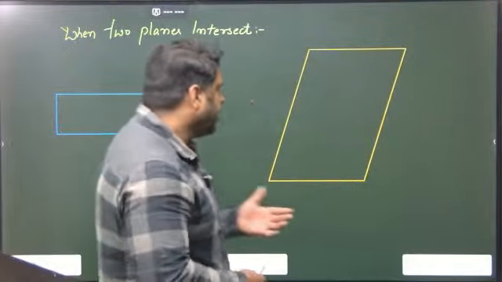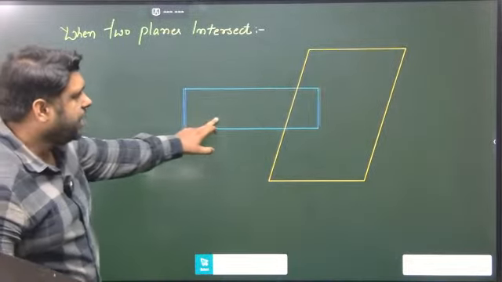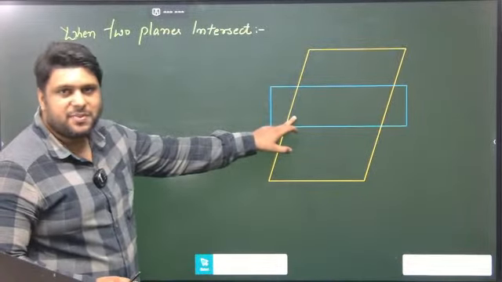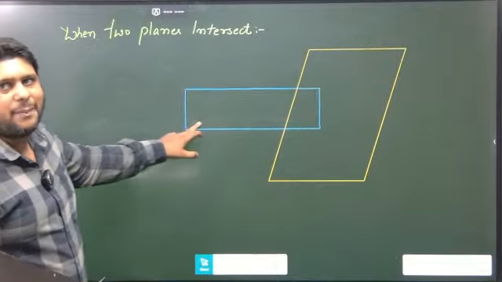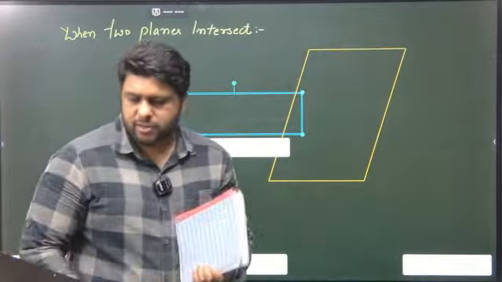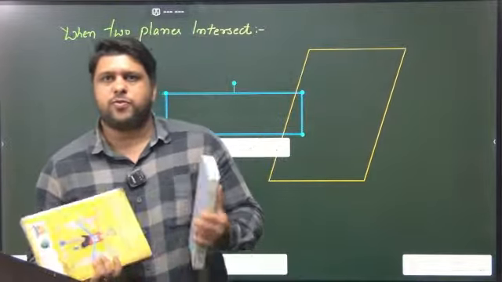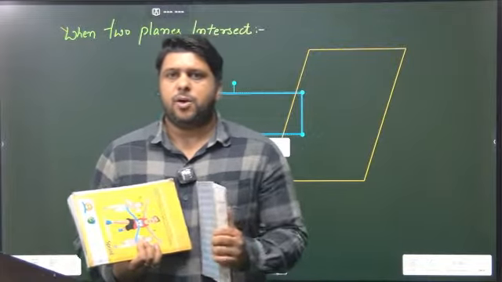Okay, now let's see. If this is going like this, now it is a two-dimensional structure. This is going to happen in 3D. I will show you by this book. Then I will draw it also. First try to understand.